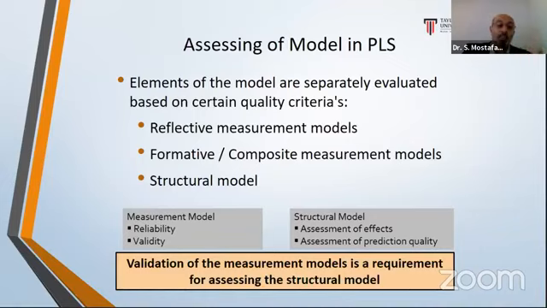In assessment of the measurement model, based on the nature of our construct, formative, reflective, or composite, we have to apply different criteria. So we need to understand what the nature of our construct is. Is it formative, reflective, or composite? Because we need to apply different criteria for each. So the first step is assessment of the measurement model, and the second step is assessment of the structural model.